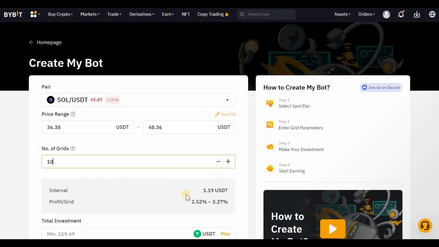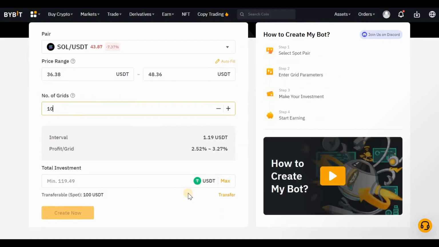So this right here is okay by me, and I can go ahead to specify the amount of USDT I am willing to put in this trading bot. Make sure that you have USDT already present in your spot wallet for you to be able to create your own trading bot. Based on my selected number of grids, you can see right here that the minimum amount of USDT I am going to use is about 119.49.